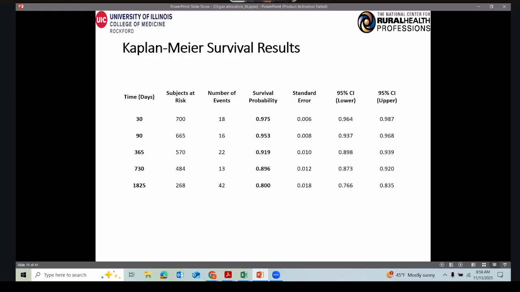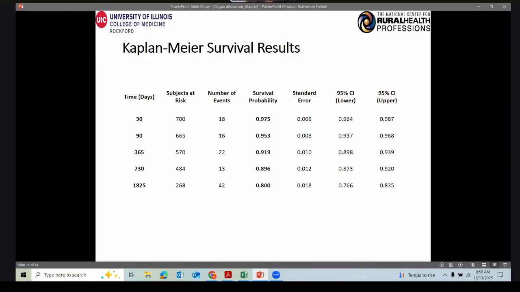At 30 days, there were 700 patients at risk. We observed 18 deaths, resulting in a survival probability of 97.5%. This tells us almost all the patients survive the immediate post-operative period, which is consistent with the existing short-term outcomes after liver transplantation. By 90 days, the survival was still high, 95.3%, indicating that early post-operative mortality remains low.